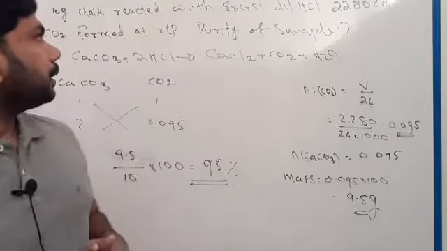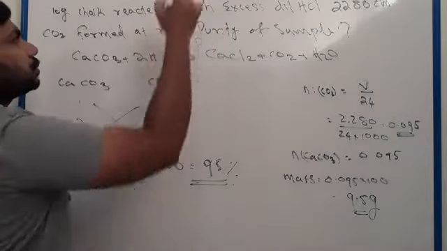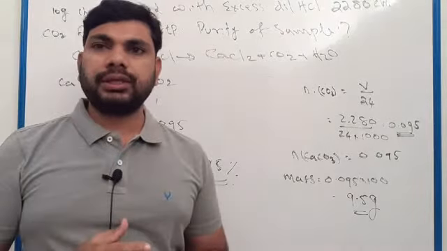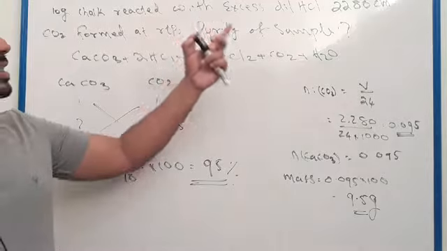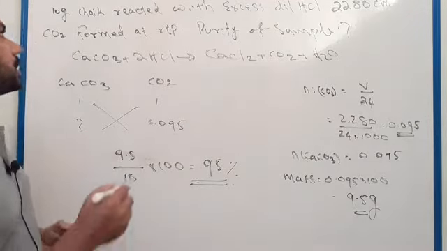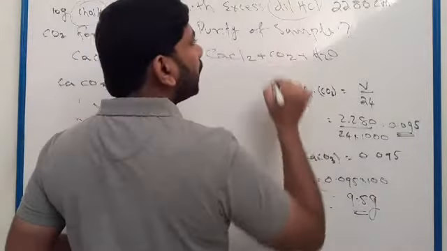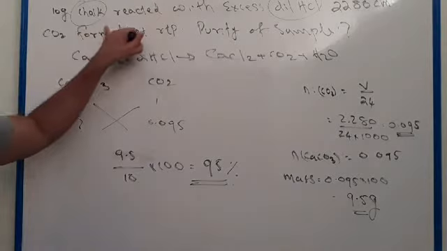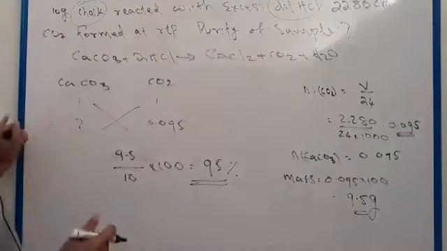Look here, chalk means calcium carbonate. Pure chalk is calcium carbonate. Here chalk reacted with excess dilute hydrochloric acid. Chalk reacting with excess dilute hydrochloric acid produces carbon dioxide.